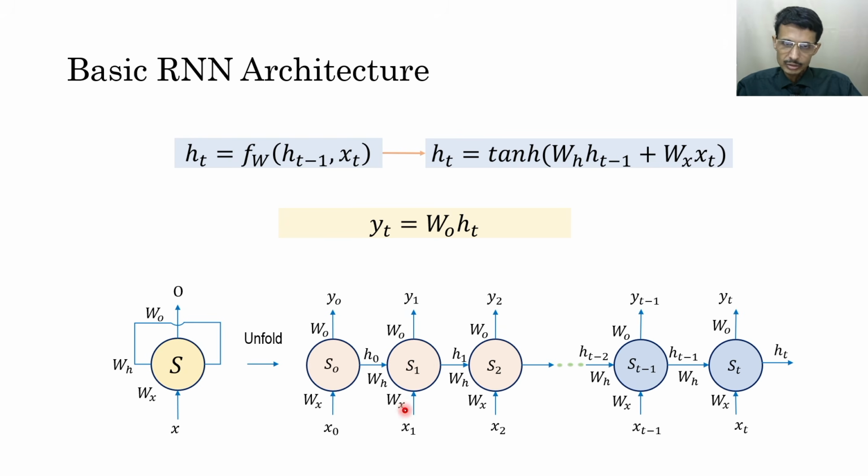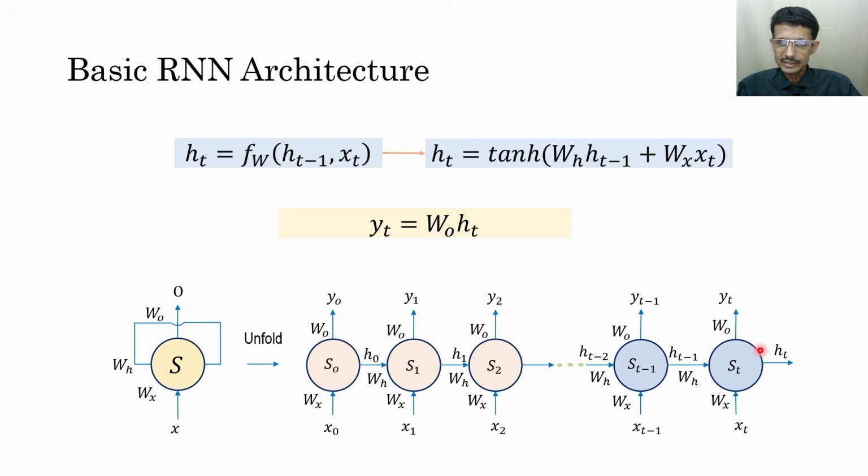Now there is a shared weight across all these RNN nodes: Wx for the present input, Wh for the previous state input, and Wo for the output. These are the same for all the nodes. In the final node, it's S(t-1). So this H(t-1) is calculated here and finally comes to the last state St, and similarly Xt is coming in along with H(t-1), and we get Yt, and ultimately we get Ht.